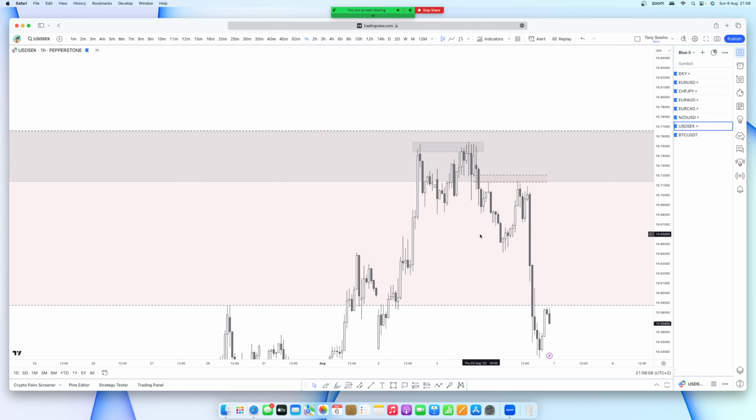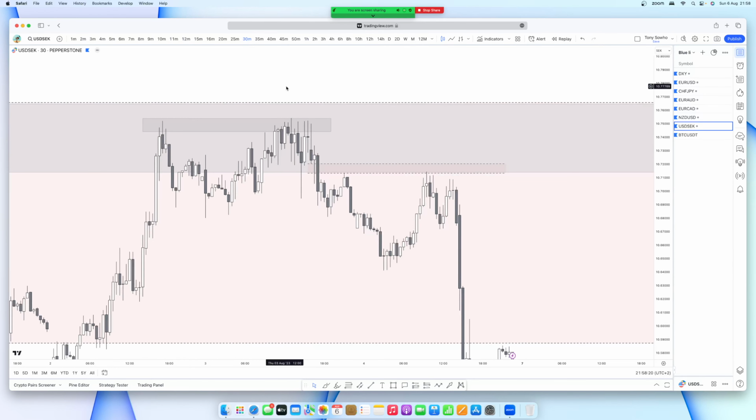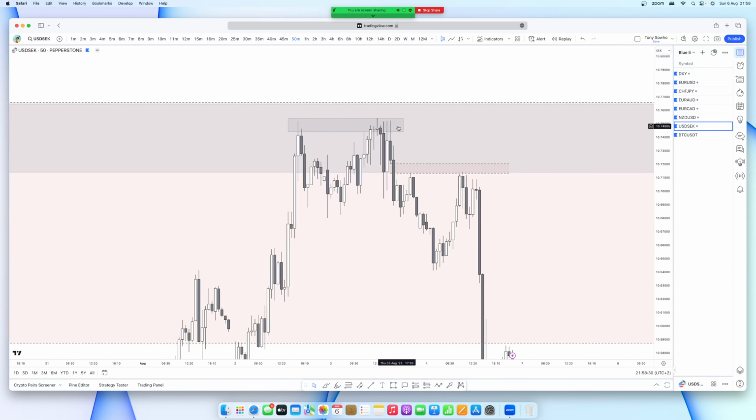Right, this area here is a high, this higher low, and this higher high, and then it broke to the downside. I think this imbalance was on a 30 minutes or so. Or was it 35 minutes? I can't remember. Oh, 50 minutes, definitely. It was on 50 minutes.